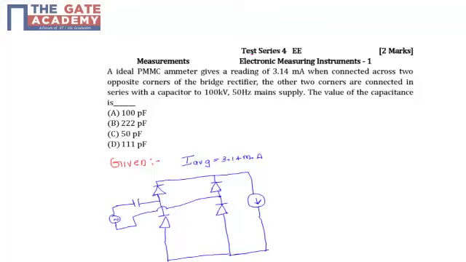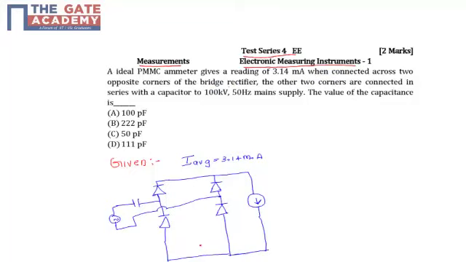Hello students, this question is taken from test series 4 EE, from the subject Measurements, from the topic Electronic Measuring Instruments 1, and it is a 2 marks question. The given question has an ideal permanent magnet moving coil ammeter that gives a reading of 3.14 milliampere when it is connected across two corners of the bridge rectifier.